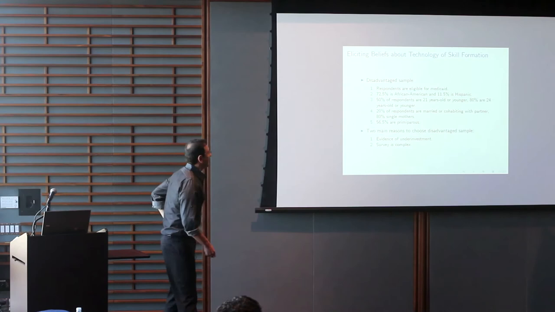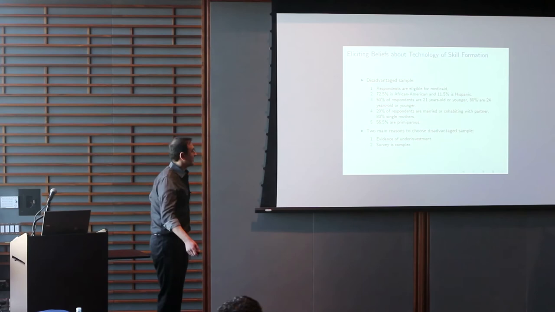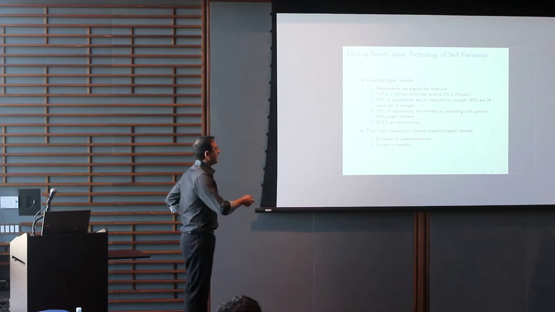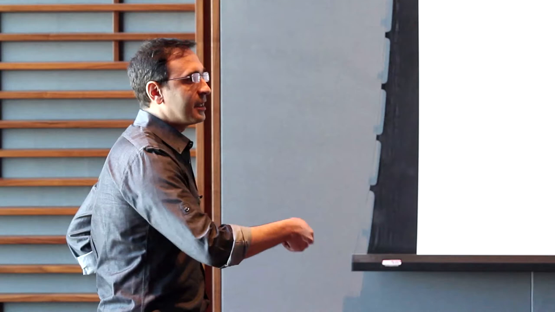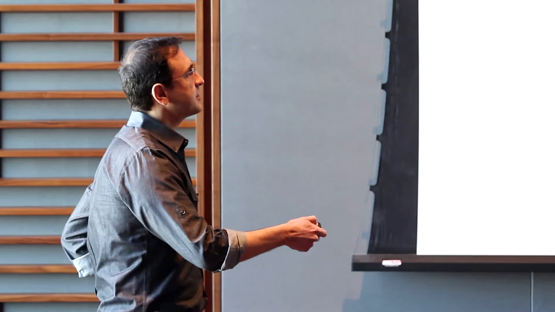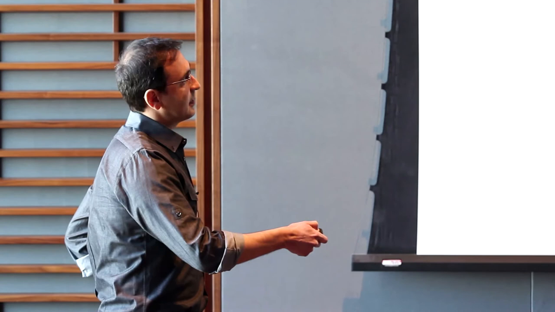So then I went to the other end of the spectrum. What I'm going to show today is analysis based on 200 data points, and we're still collecting more data, about respondents that are really poor. All of them are in a Medicaid clinic. About 72%, so mostly African-American and Hispanics. 50% of them are 21 years old or younger. 80% of them are 24 years old or younger. Okay, so very, very young set of mothers.